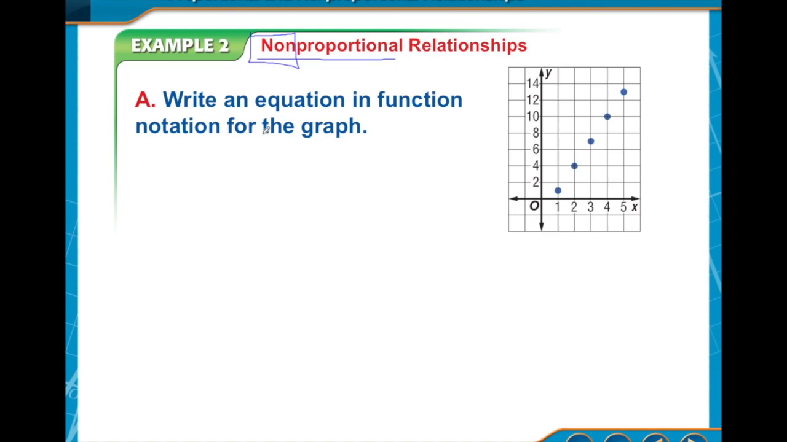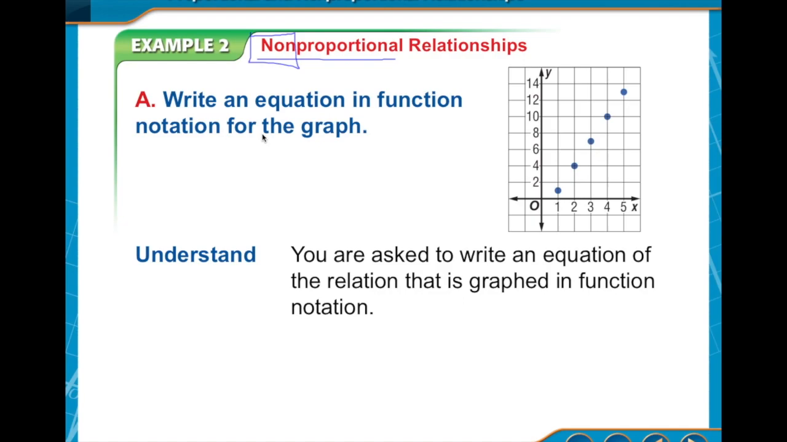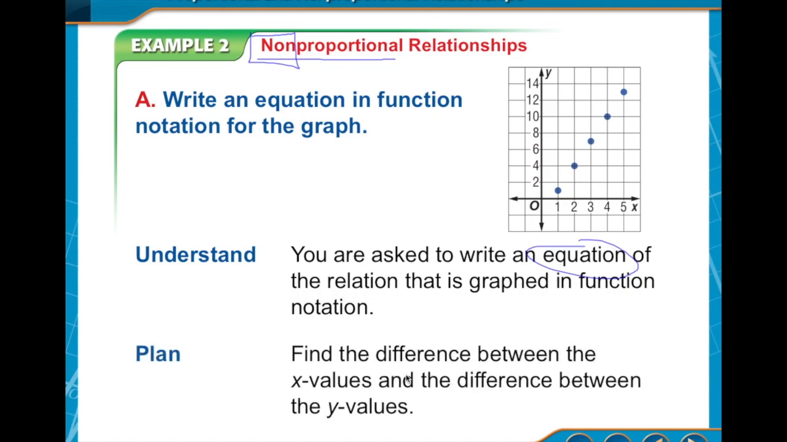So there's a few steps we need to do to get there. So first, let's understand what we're asked to do. We need to somehow get to an equation. And we know our relation is graphed in front of us, so we'll try to find that equation. So plan, how can we understand what to do next? So we know we need to find the difference in the x and y values. In other words, how are these things changing? What is the slope between the points? That's something we'll definitely need for any equation, right? What is the slope?